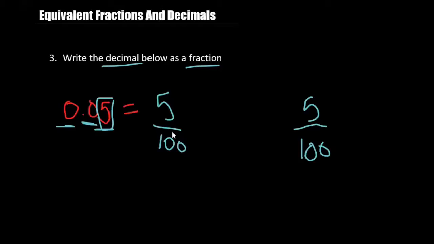So when you're writing decimals as fractions, you just take your number and you see what place it is on. So in this current situation, 5 is in the hundredths place. And since it's in the hundredths place, I just put 100 on the bottom. Let's go to the next question.